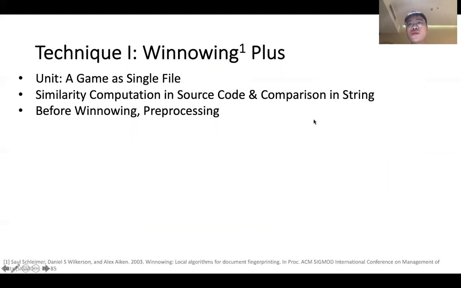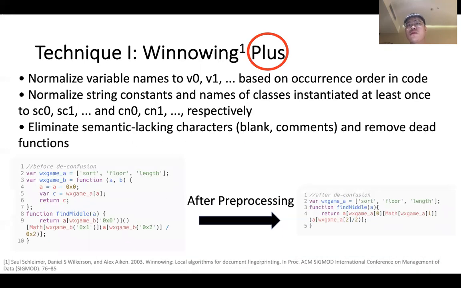I'd like to introduce Winnowing paths first. The unit of comparison in the first technique is the whole game. The technique uses Winnowing from the well-known MOSS tool for plagiarism detection, but we found that it's difficult for MOSS to detect type 2, 3, and 4 clones. Therefore, our main contribution in Winnowing paths is to pre-process the code before applying MOSS. For example, the original code is shown on the left.